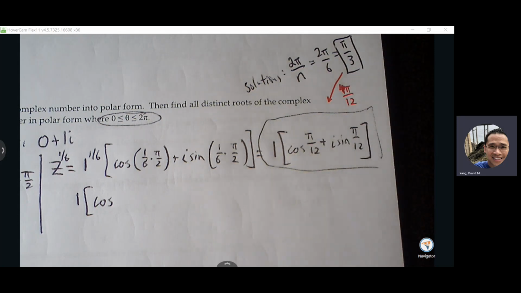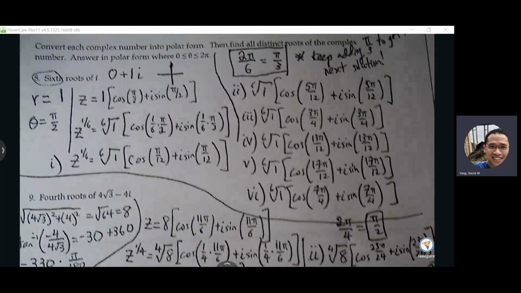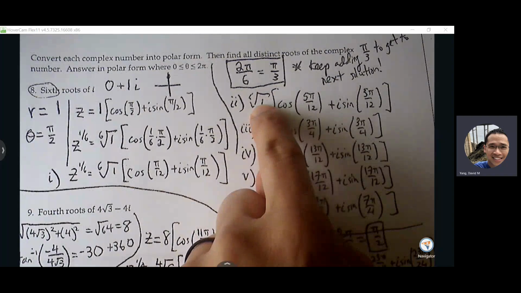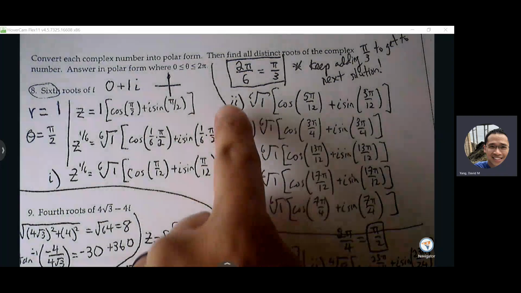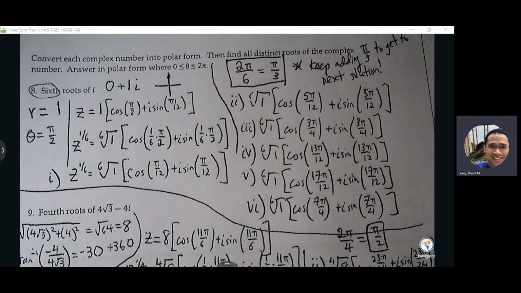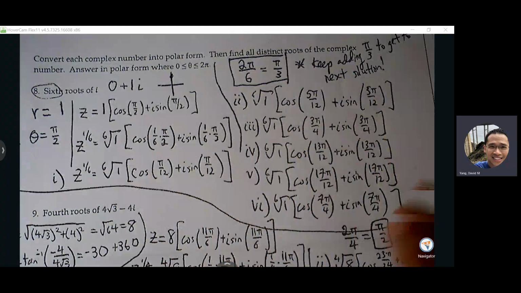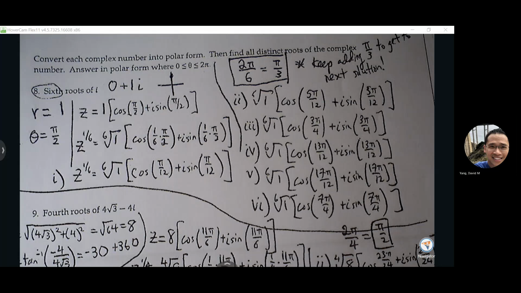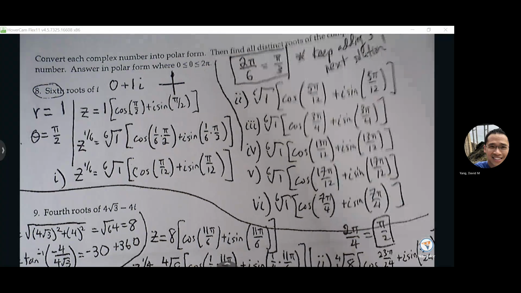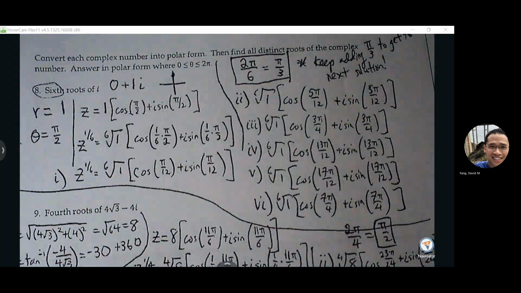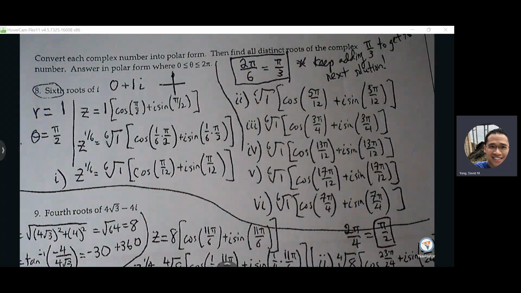You don't have to reduce these fractions, but I did for mine. You also don't have to reduce the sixth root of one. I just reduced it down to one, but you can leave it as a sixth root or 1 to the 1/6, any variation is fine. But it's basically just one. The hard part is getting to the first solution and finding the pattern. After that, you're just adding that pattern to all your solutions. Nothing new tomorrow. We're just going to stick with this topic until we get comfortable with the process.